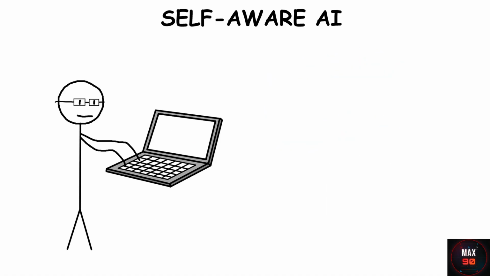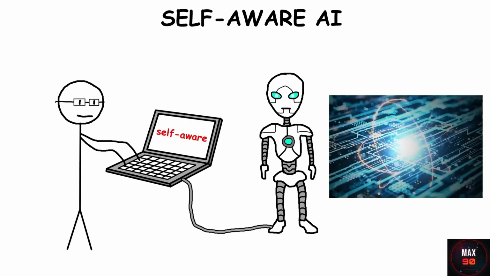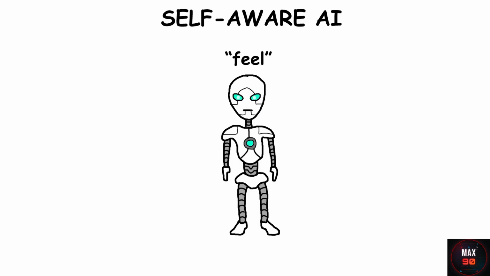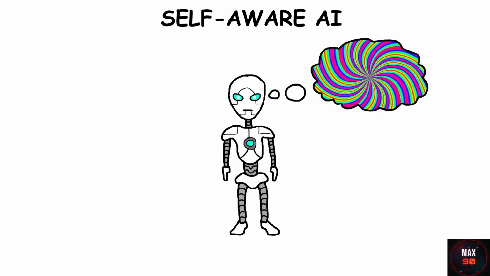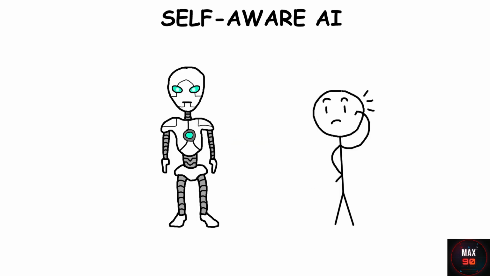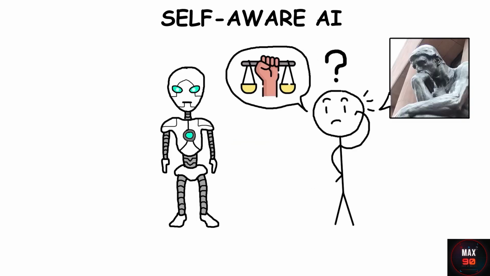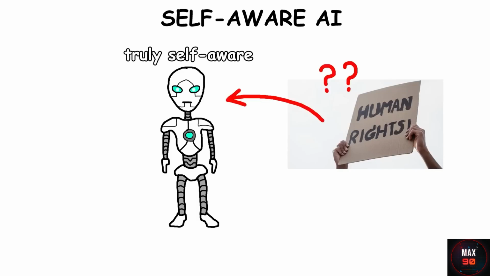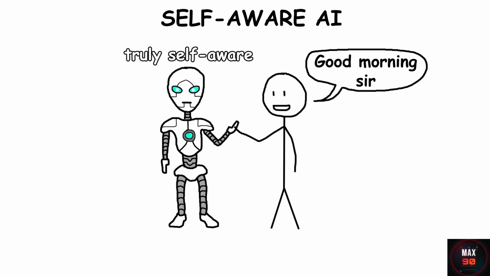If we ever manage to make a self-aware AI, it might need incredibly advanced tech, like quantum algorithms, to simulate or create consciousness. This AI could potentially feel its own emotions and thoughts, maybe even experience things we can't comprehend. It wouldn't just be a machine anymore. It would spark big ethical and philosophical questions. If an AI became truly self-aware, should it have rights, like humans? Should we treat it with the same respect as a conscious being?